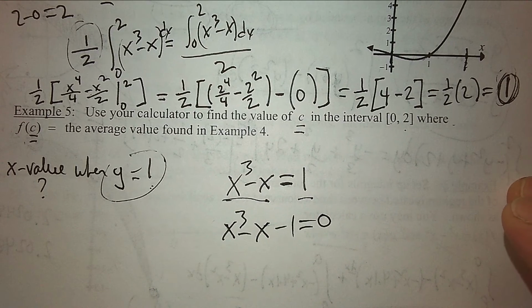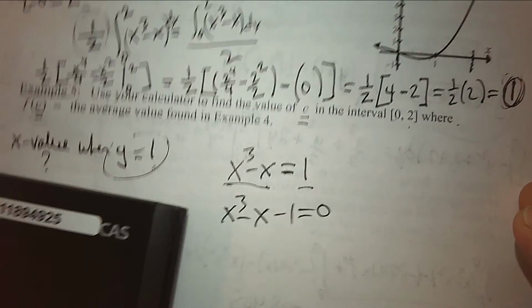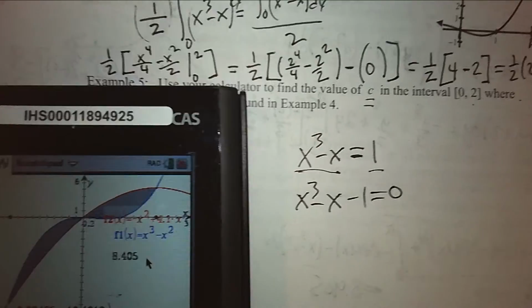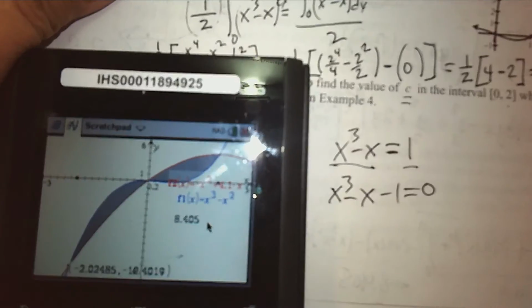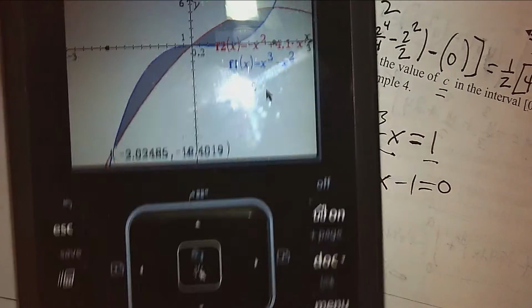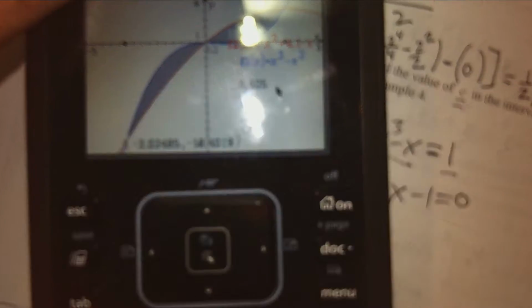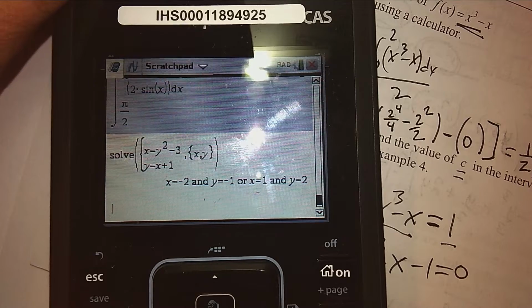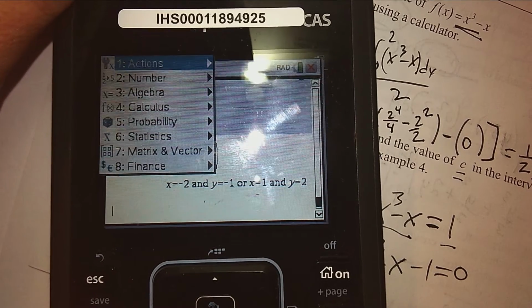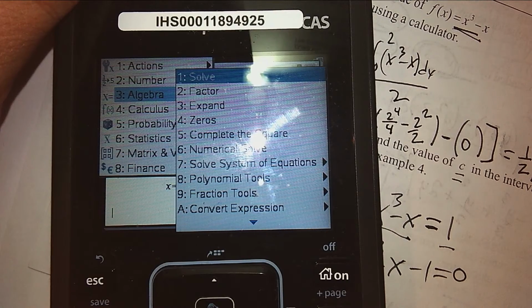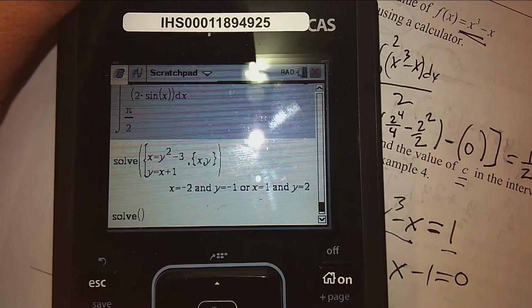I love the ability to keep going back to your calculator to be able to solve it. So I'm going back to my calculator. How do I get off this graphing part? I press the calculator button. That's the scratch pad. And then how do I solve an equation? I press menu, I go to algebra, and then I go to solve. And then what am I going to type in?